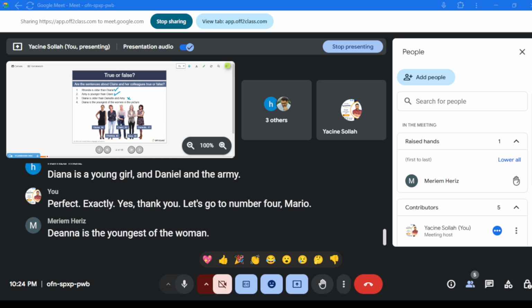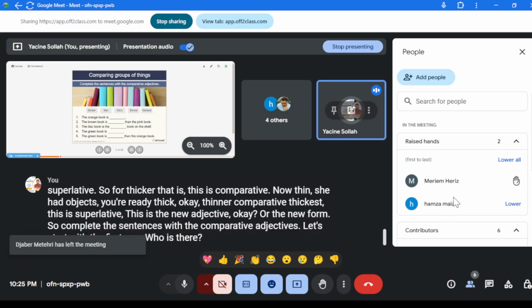Guys, we have a number of words here. Some words that we have already seen, and some are kind of new, related to superlative. So for thicker, this is comparative. Thin, adjective, normal. Thick, okay. Thinner, comparative. Thickest, this is superlative. This is the new form. So complete the sentences with the comparative adjectives. Let's start with the first one. We start with you, Maryam.